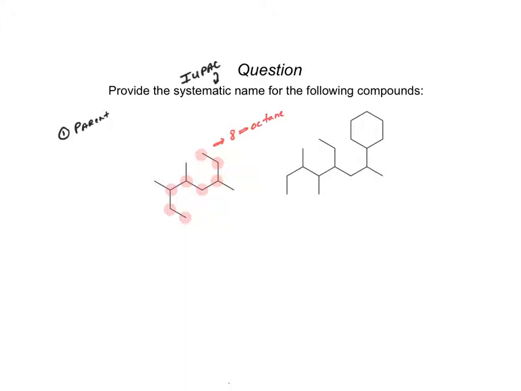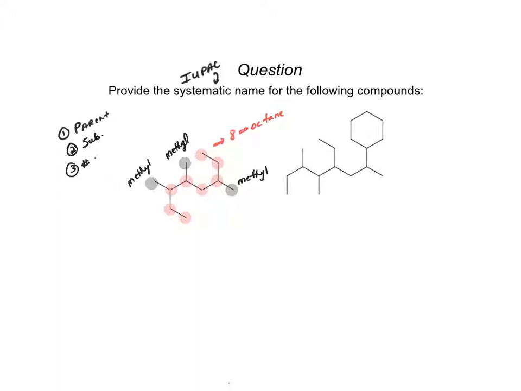So once we identify the parent chain, we're then going to move on to the substituents, right? So off of our little octane, we've got 1, 2, 3. All of these guys are 1 carbon substituents, so all of these guys are methyl groups. So we've got methyl, methyl, and methyl. And then after we've identified and named the substituents, we're going to assign a locant to our parent chain.